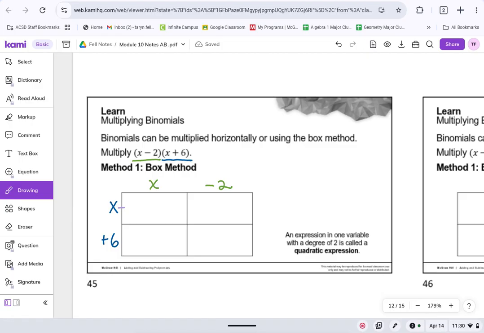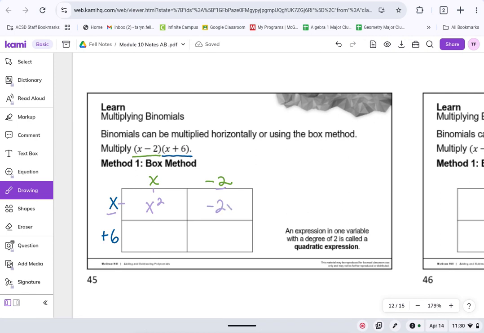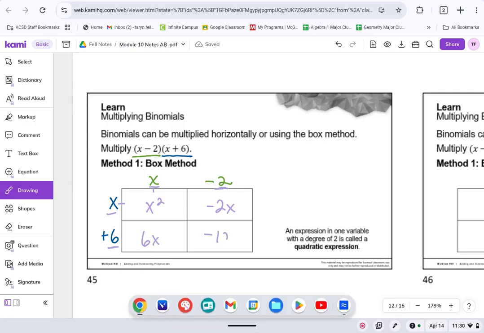So I take x times x, which gives me x squared. Then I take x times negative 2 to give me negative 2x. Then I take x times 6 to give me 6x. And lastly, I take negative 2 times 6 to give me negative 12. From here, if I look at everything in the box, I have x squared, a negative 2x, a positive 6x, and a negative 12.